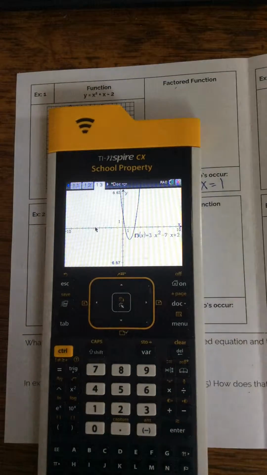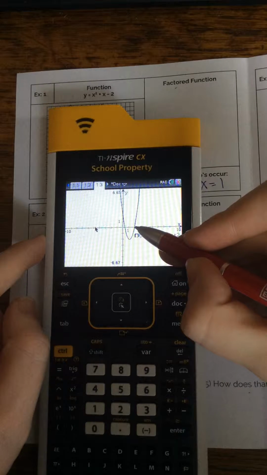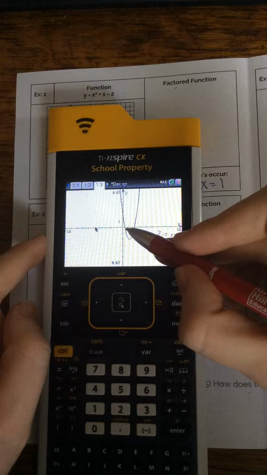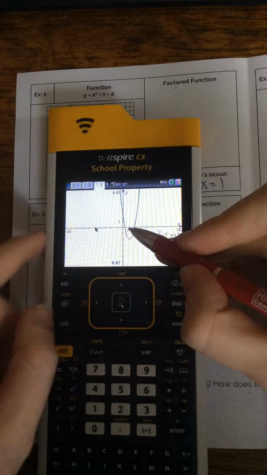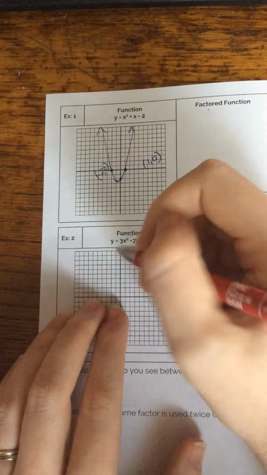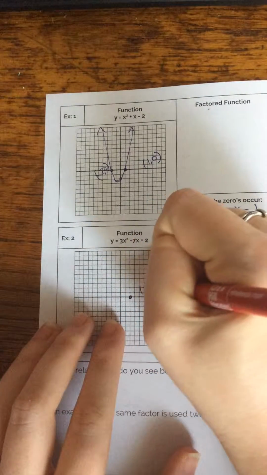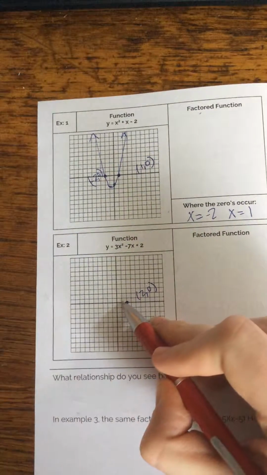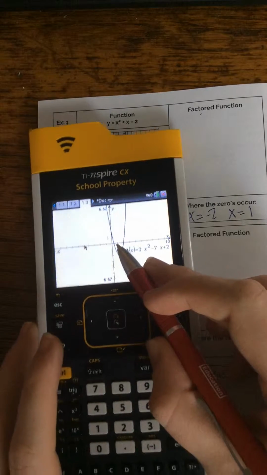When I graph this one, I notice that this point looks like it intersects at 2, 0. This point does not have a very clear value, it's a point in between 1 and 2. So in this case, I'm going to go ahead and plot that +2, 0. Okay, I want to figure out what's the other one. What is this other point here?